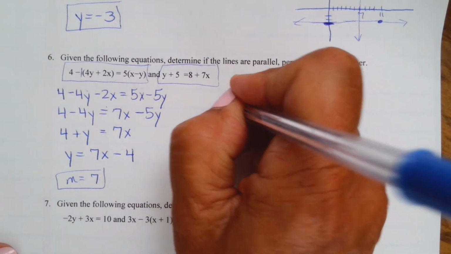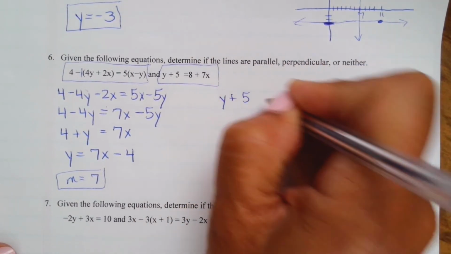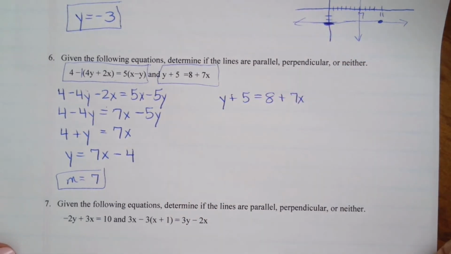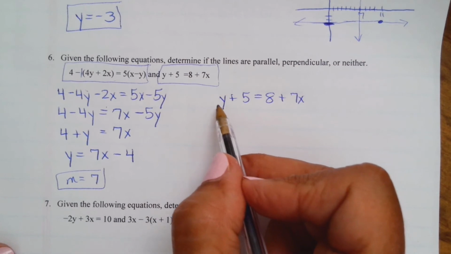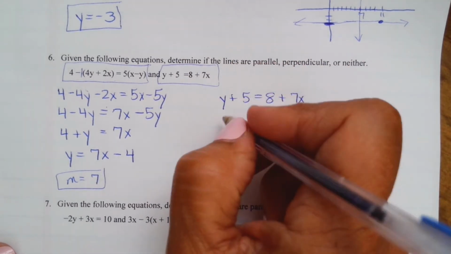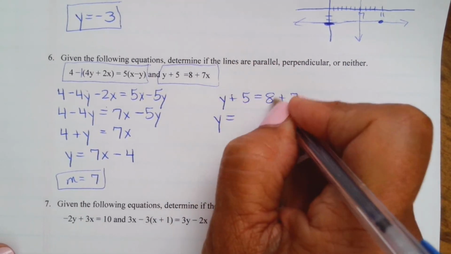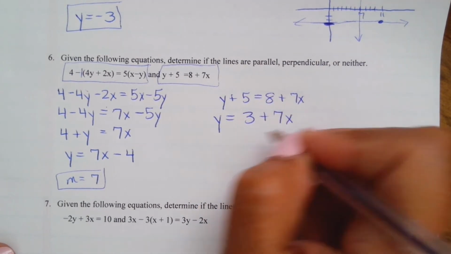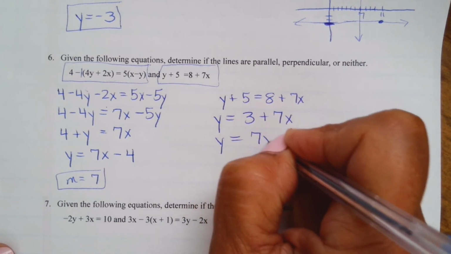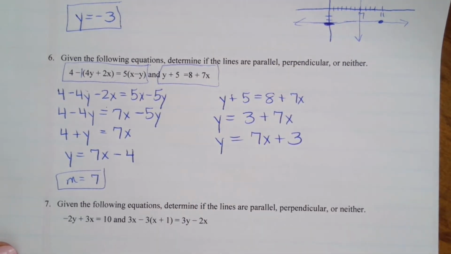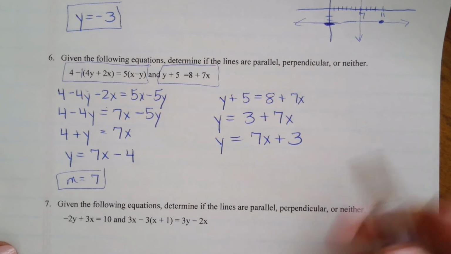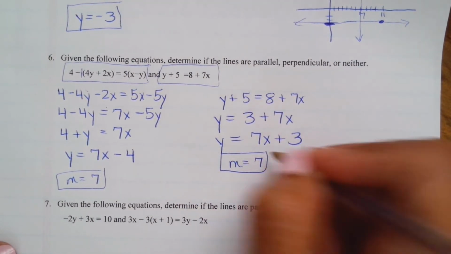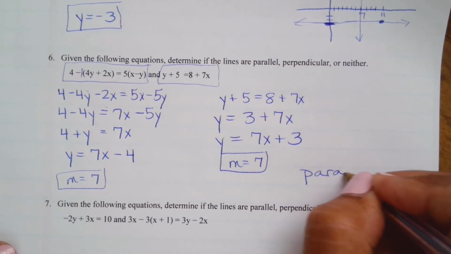Alright, so I'm going to rewrite this over here since I can't go underneath it. So y plus 5 equals 8 plus 7x. Alright, so all I have to do for this one is move the 5 over here. So if I subtract the 5 from the 8, I get 3. And then I'm going to rewrite that right side so the 7x comes first, because that's the way we write it. The x term usually comes first, then the number. So there's the slope of that line, 7. So I know that these lines are parallel.